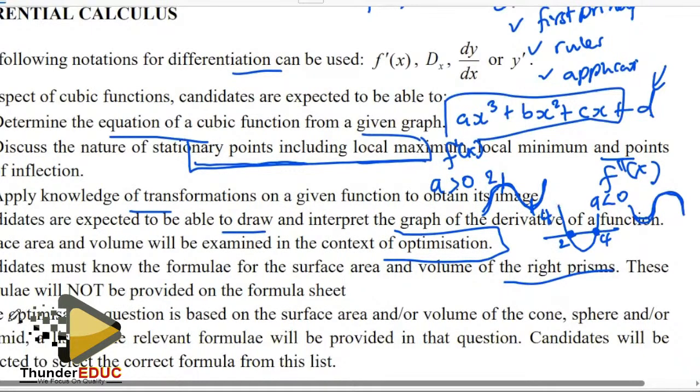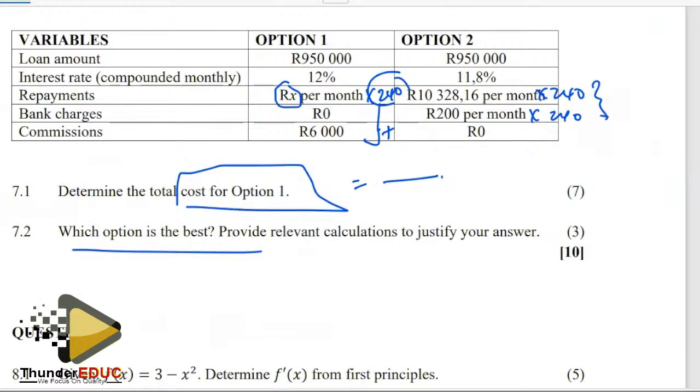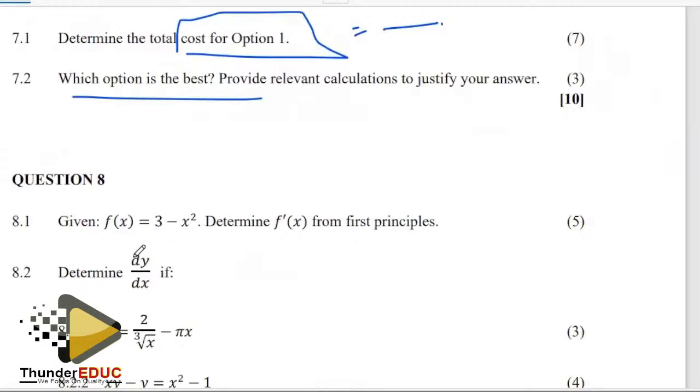This will not be provided if the optimization question is based on the surface area or volume of the cone, sphere, and so on. The relevant formula will be provided in that question, not on the page, just within that question. So you have to select the correct formula from the list because sometimes they can give you more than one. All right, so let's see. In this case, they are telling us f of x is 3 minus x squared. Determine f prime. Remember, f prime is different from the f negative 1.